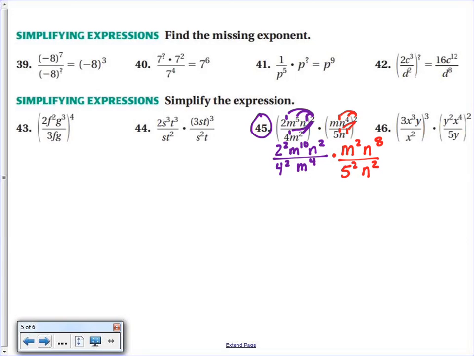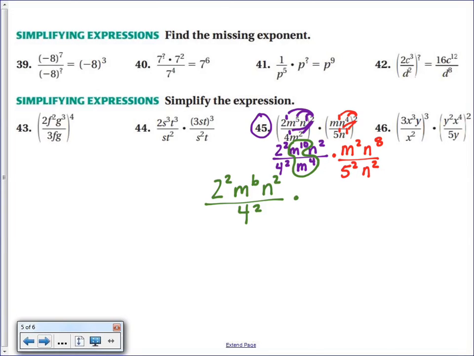So now let's go ahead and take a look at the purple fraction that I've made. Are there any things I can combine right now? Well, it looks like I have m's I can combine, right? Because they have the same base and I'm dividing, so that means I can subtract the exponent. So I have 2 squared m to the 6th n squared all over 4 squared. That's all I can do for that fraction.